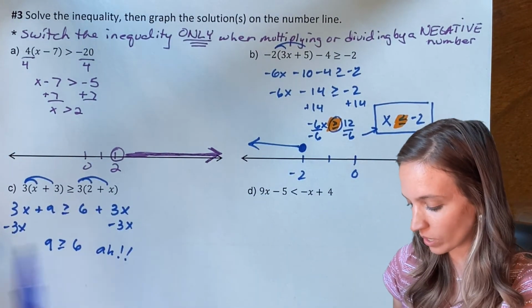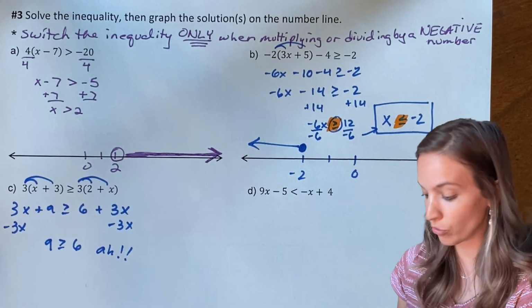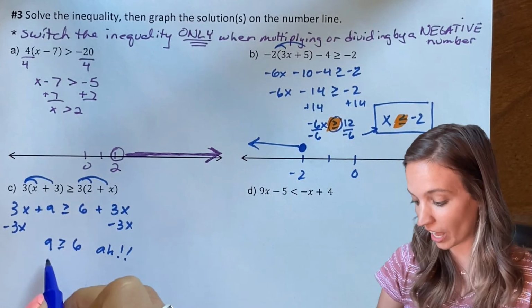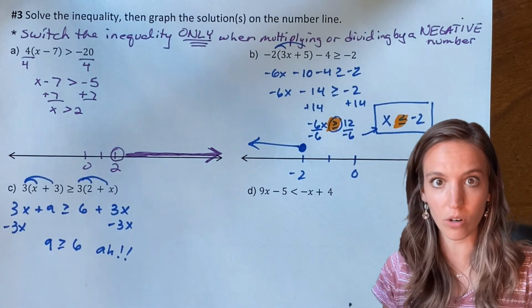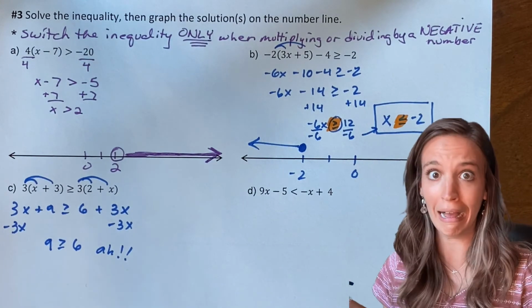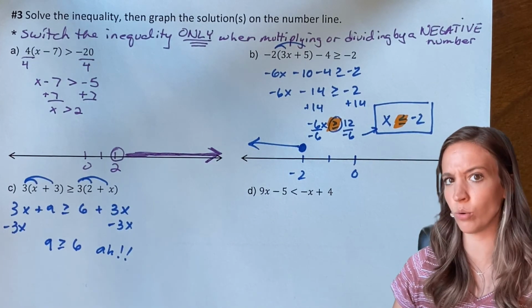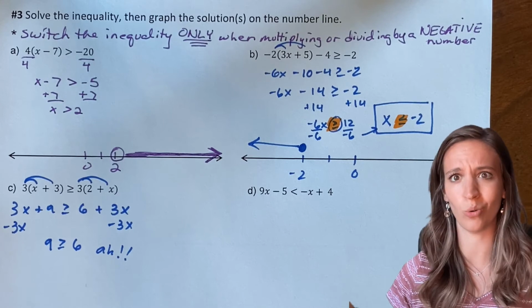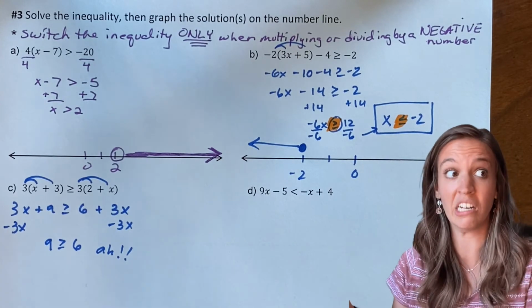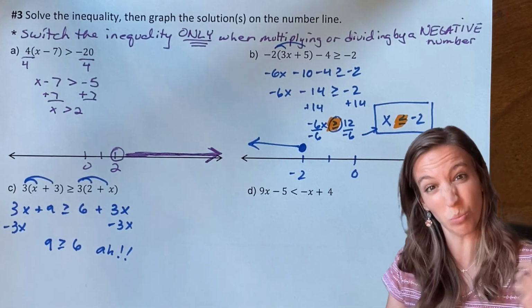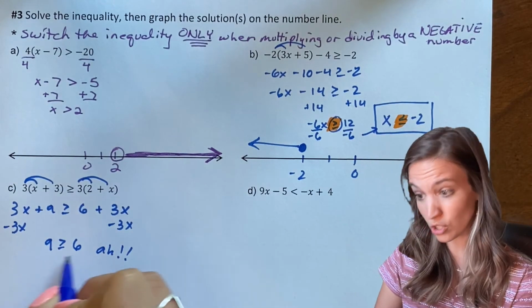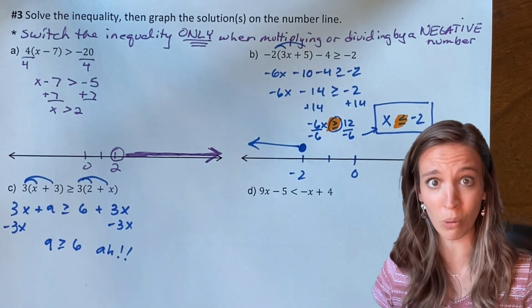All right, so let's look through C. The first thing I did was distribute, and then I subtracted my 3x, and something weird happened. Oh my gosh, I got 9 is greater than or equal to 6, and there were no more x's involved. Is that true? Is 9 greater than or equal to 6? Well, greater than or equal to, only one has to be true. 9 is greater than 6. Yeah, it's not equal to, but it's greater than. So this is actually a true statement, and it's always true. 9's always greater than 6.